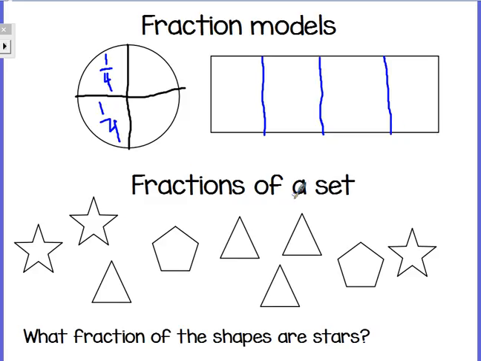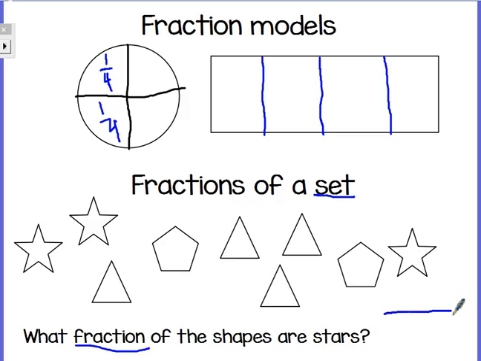We also want to look at fractions of a set. You could have a set of pretty much anything. You could have a set of animals, a set of shapes, a set of candies, a set of people. In this case, I have a set of stars. A set of shapes. So in this set, I have stars, I have triangles, and I have pentagons. Students might be asked what fraction of the shapes are stars. So they need to express that as a fraction. They can't just count the number of stars and say 3, because 3 is a whole number and they want to know what fraction.